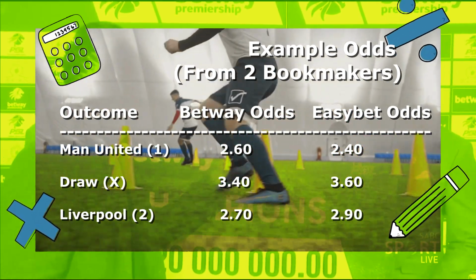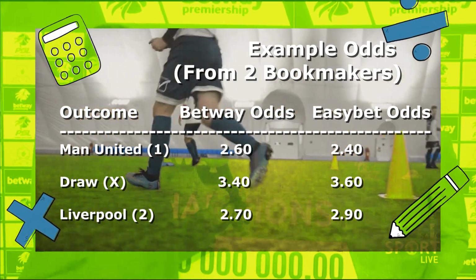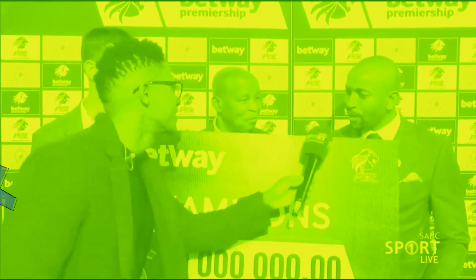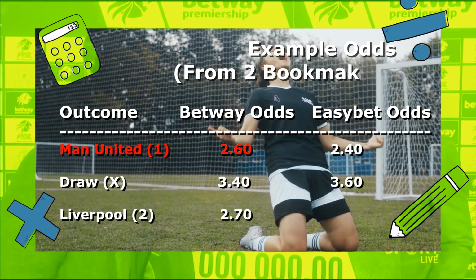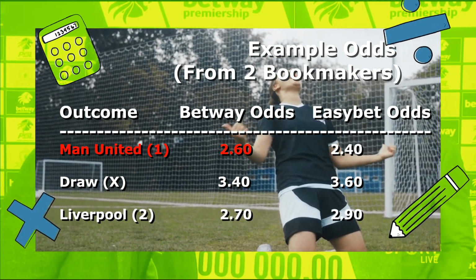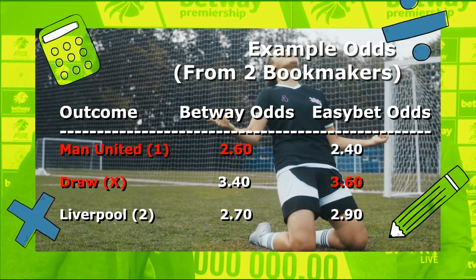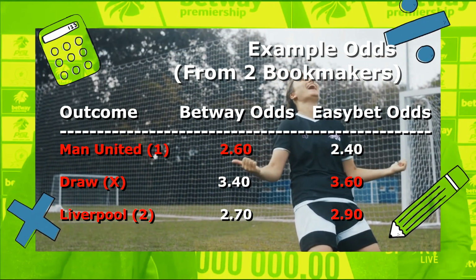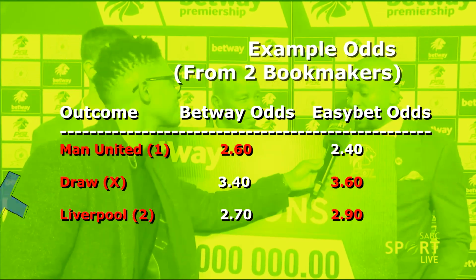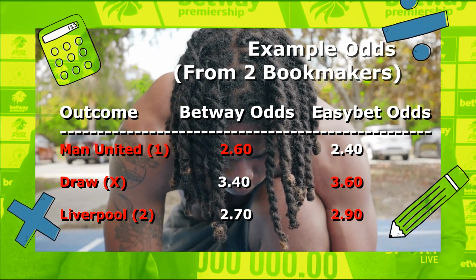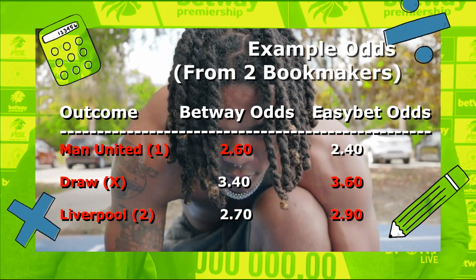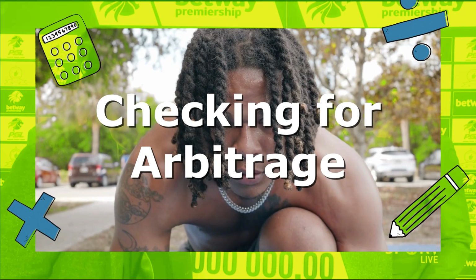Now to find arbitrage, we pick the best odds from both platforms. So for a Man United win, that would be 2.6 from Betway. For a draw, that would be 3.6 from EasyBet. And then for a Liverpool win, that would be 2.9 from EasyBet. And now we check if arbitrage exists.